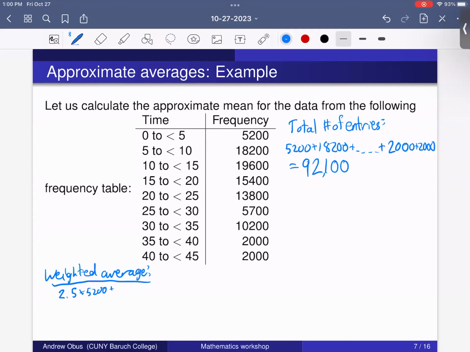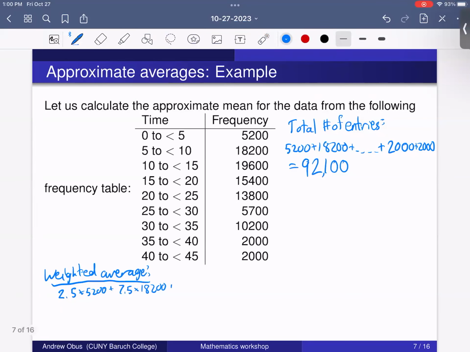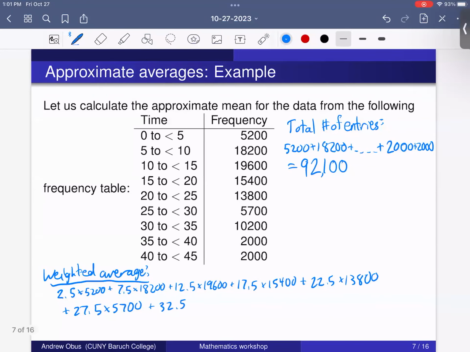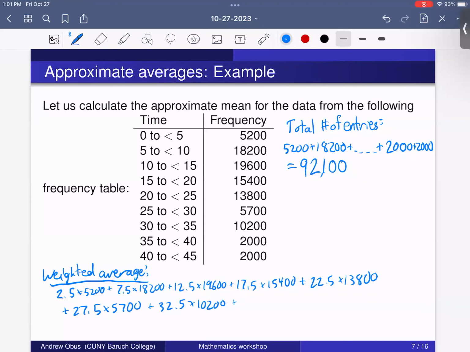And then the next range, we have 5 to 10. The midpoint there is 7.5, so we use 7.5 multiplied by the frequency there. So 7.5 times 18,200. I'll keep writing all this out. The next midpoint is 12.5 times 19,600 plus 17.5 times 15,400 plus 22.5 times 13,800 plus 27.5 times 5,700 plus 32.5 times 10,200 plus 37.5 times 2,000 and then plus 42.5 times 2,000.